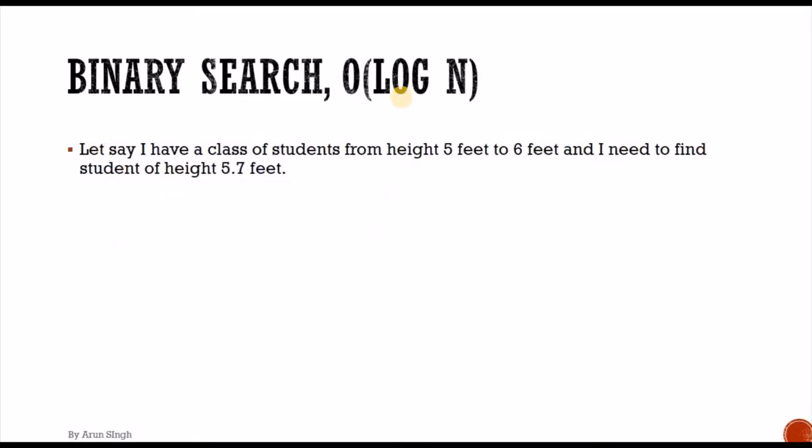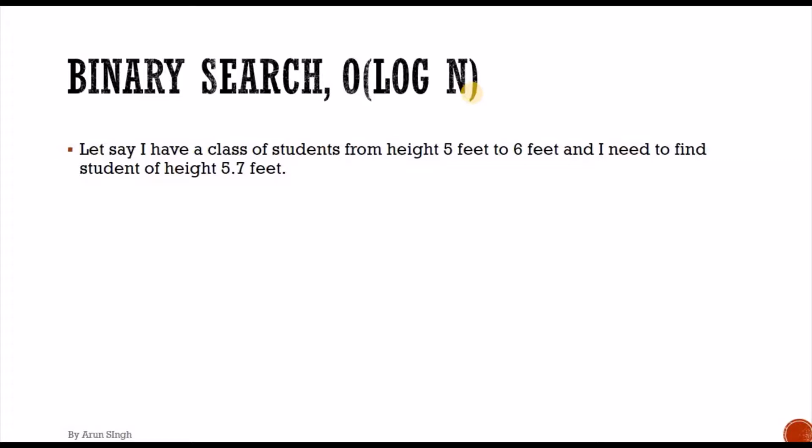Binary search. Binary search has a complexity of log n. What does it mean? Let's say I have a class of students with heights from 5 feet to 6 feet and I need to find a student of height 5.7 feet. If I go to each student, then the computation would be linear. That is, I am asking each student, what is your height? So, this is not the answer.